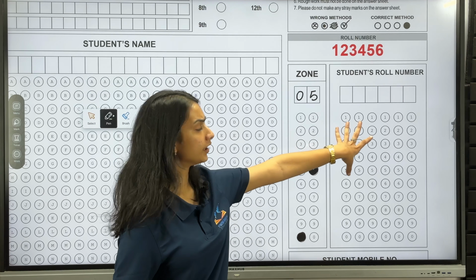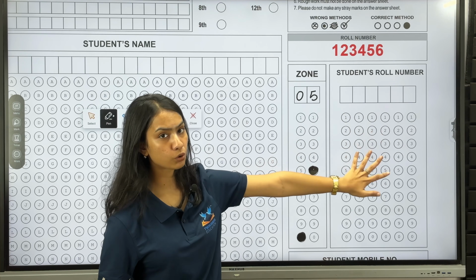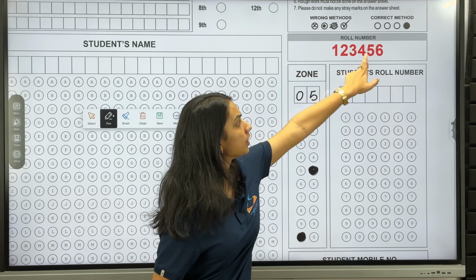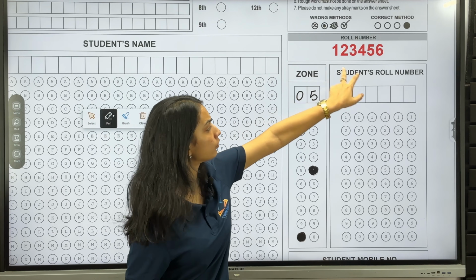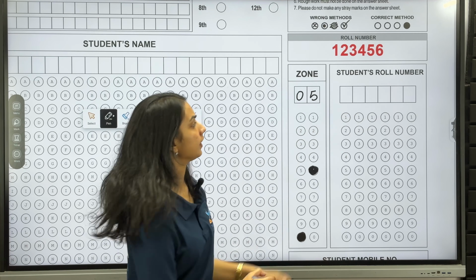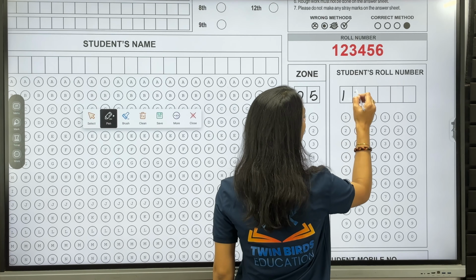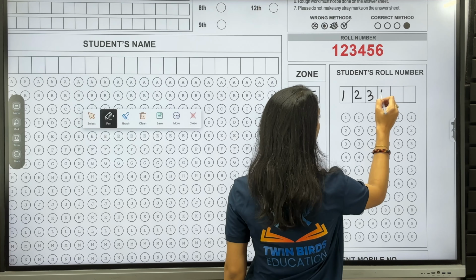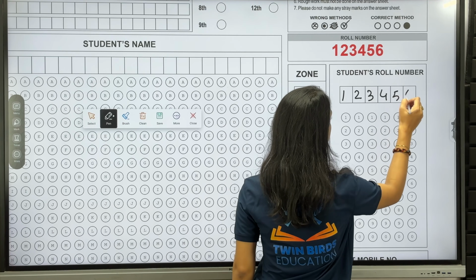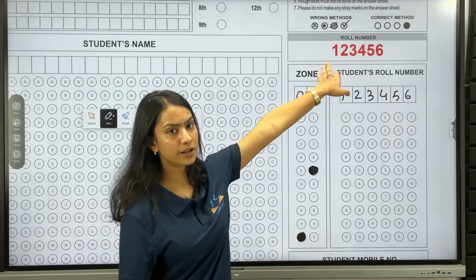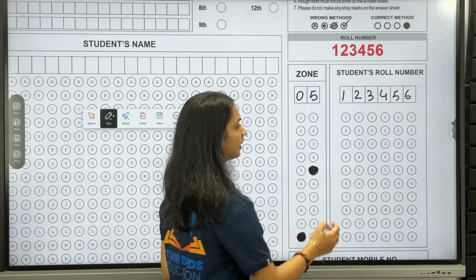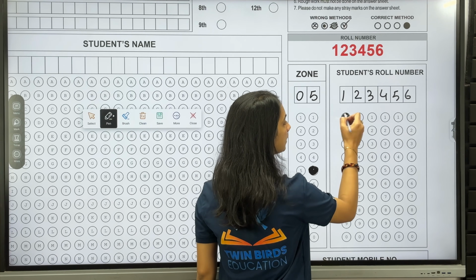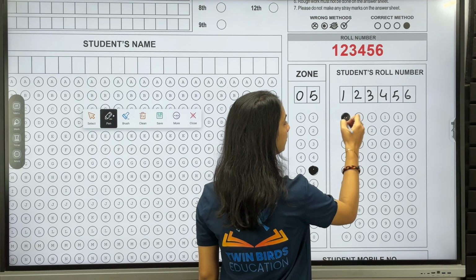Now, here you don't have to write your school roll number. This is your roll number, so you have to write your roll number here, like 1, 2, 3, 4, 5, 6. You will find your roll number above on the sheet only. Again, you have to circle the numbers below.